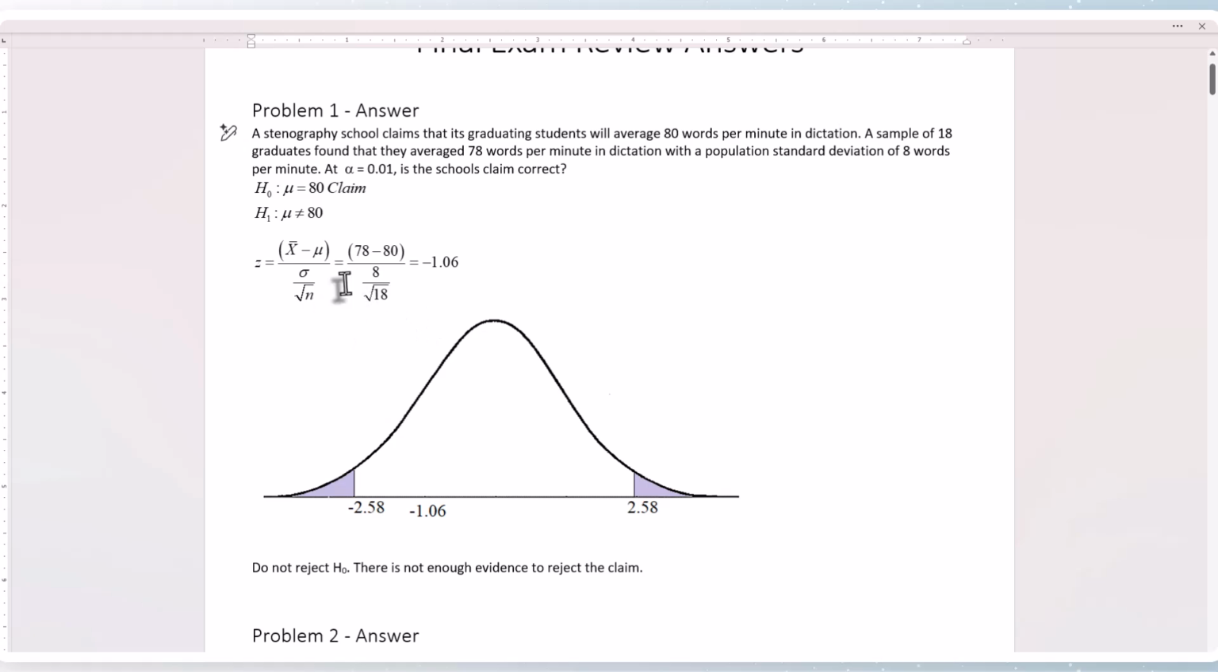Now we calculate the test point. We could apply this formula. So we collect our information, plug it into the formula. 78 is the sample mean, 80 is the population mean, 8 is the population standard deviation, 18 is our sample size. We calculate negative 1.06.